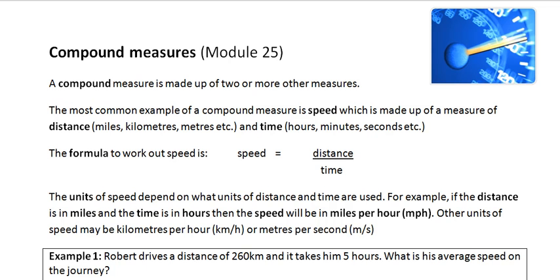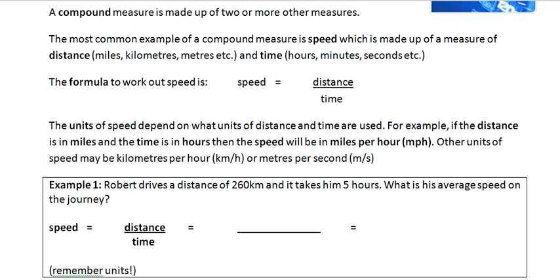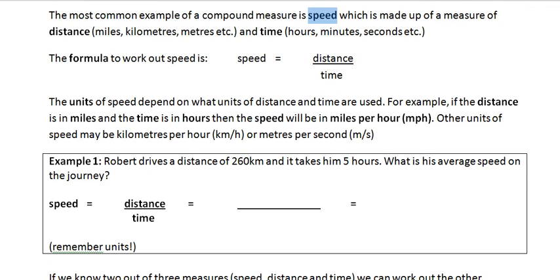Here's one quick example question for speed. If Robert drives a distance of 260 kilometers and it takes him 5 hours, what is his average speed on the journey? So we remember the formula, speed is distance divided by time, and we will add to that the distance and time from the question. So speed is distance divided by time. The distance travelled, which we'll put in here, is 260 kilometers. The time taken, which we'll put underneath the line, is 5 hours.